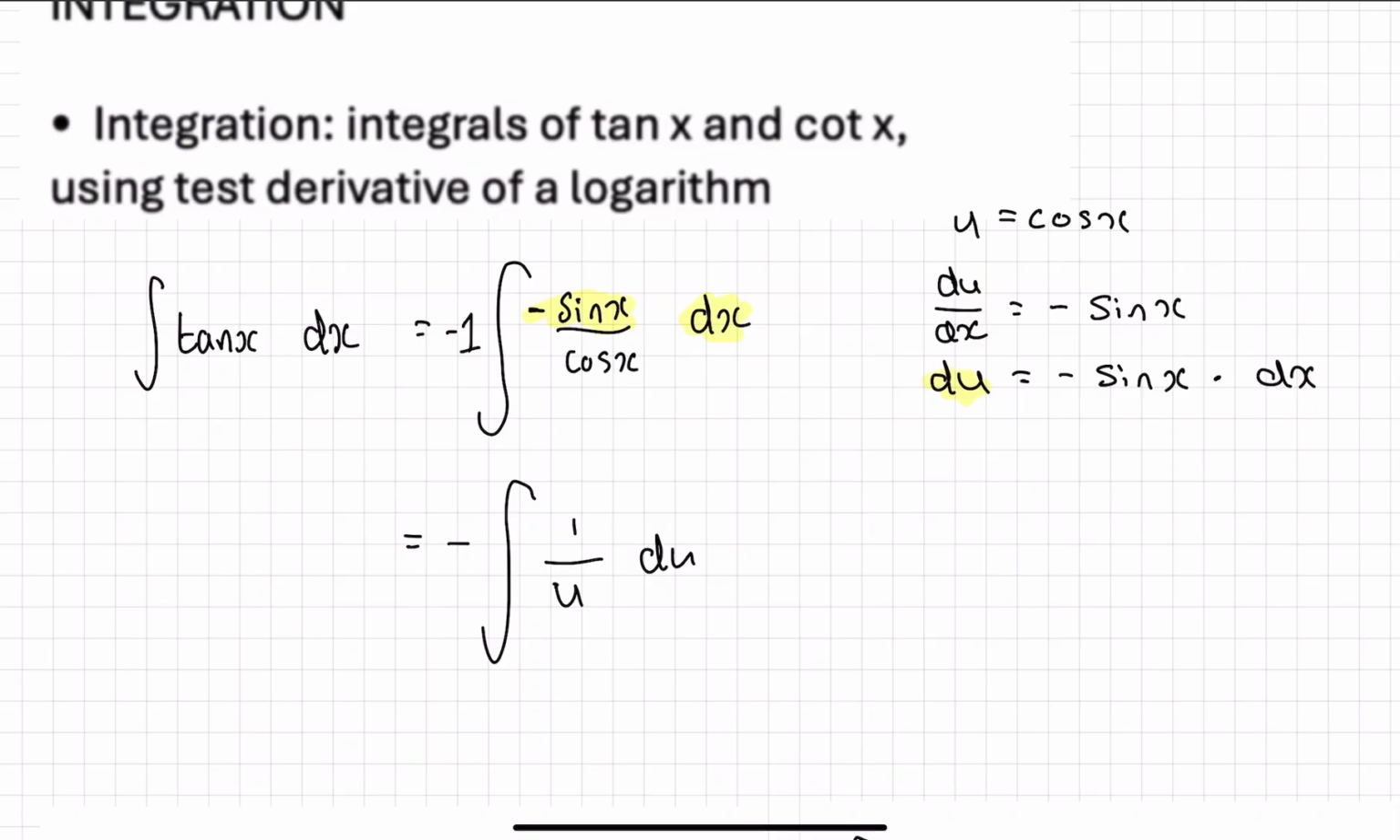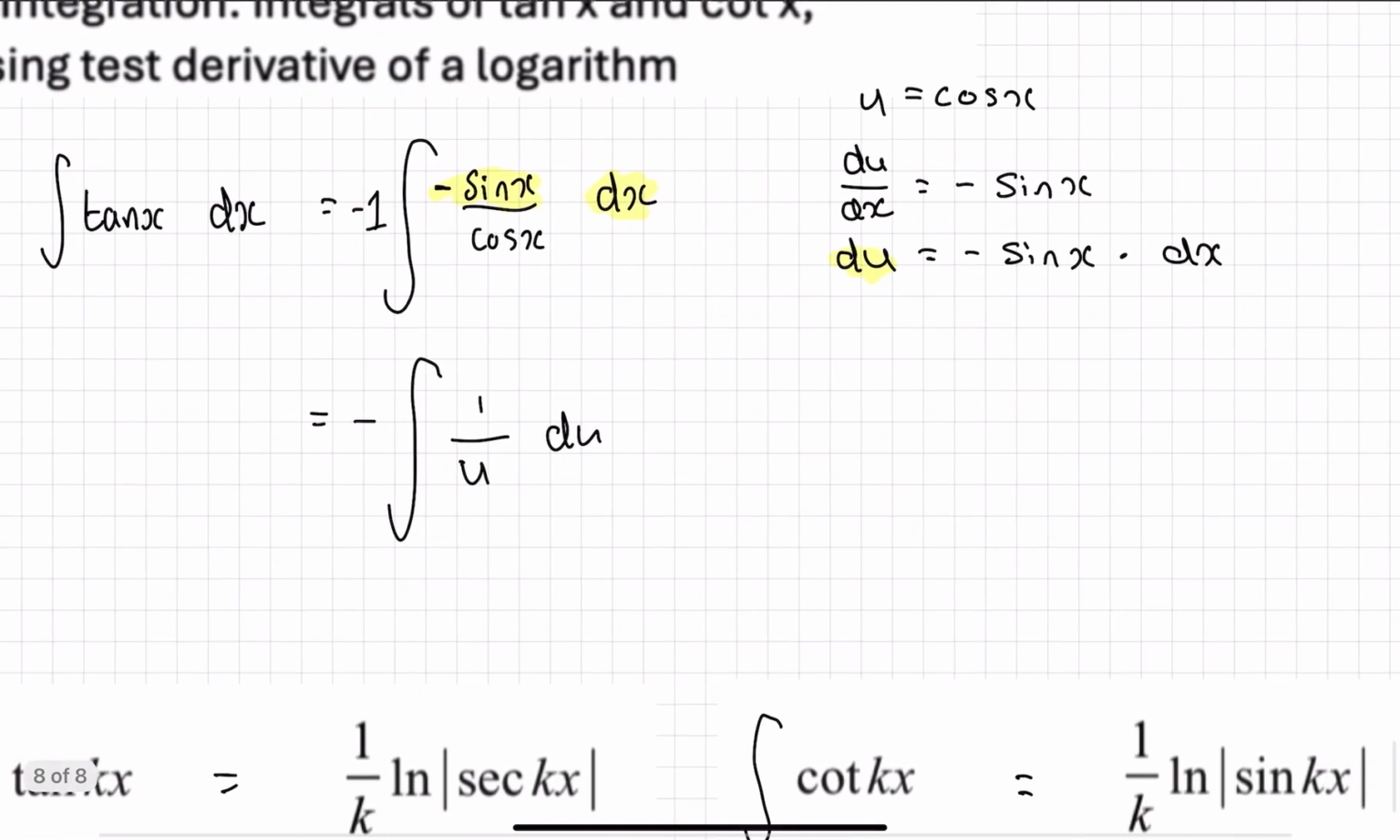Right, we can do this now. The integral of 1 over u, we're going to get negative natural log of u plus c. I think for this case, we can leave that plus c because it's a proof, and we'll keep it in there. So the answer is minus natural log, and u is cos x, plus c. And we're done there.